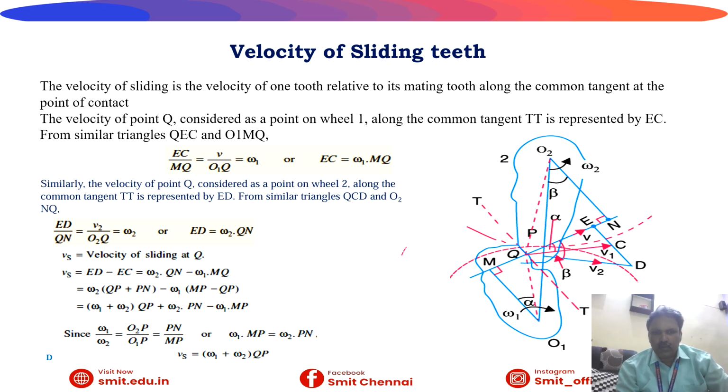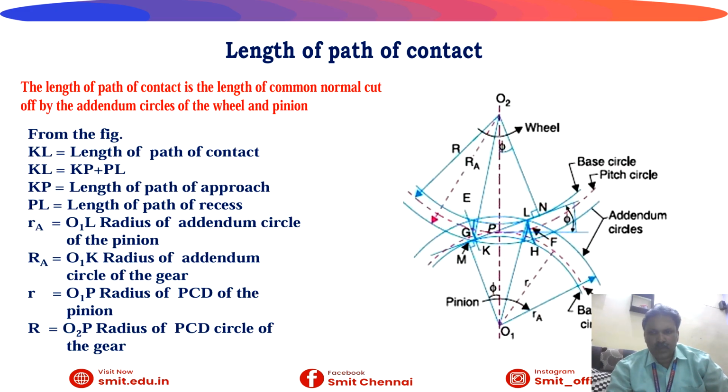We can write QN as QP plus PN, and MQ as MP minus QP. So we can take the terms as (omega 1 plus omega 2) into QP plus omega 2 into PN minus omega 1 into MP. Since omega 1 by omega 2 equal to O2P by O1P equal to PN by MP, the last two terms cancel. So we can write Vs equal to (omega 1 plus omega 2) into QP. These formulas are very important. We are using these formulas for solving the problems.